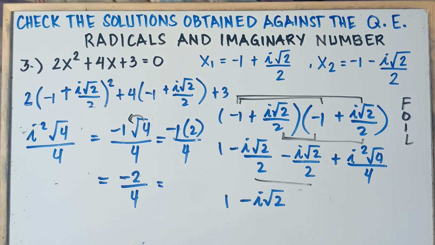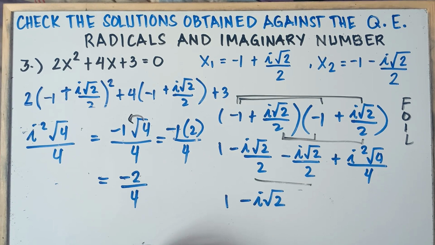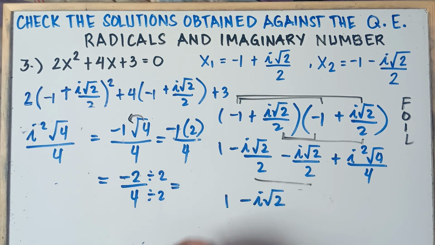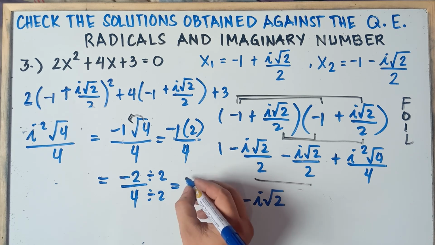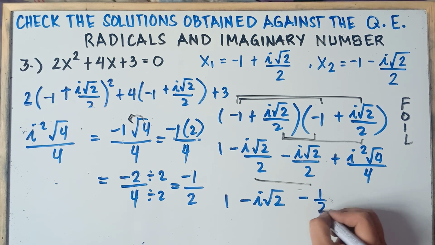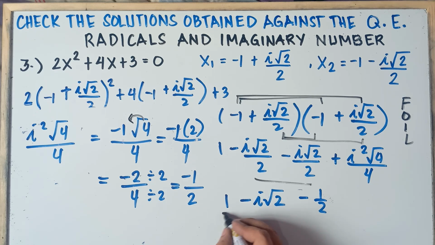Can we divide 2 by 4? Nope, we cannot divide. Next question, can we reduce? Yep, we can actually reduce, class. The GCF of 2 and 4, that's 2. Negative 2 divided by 2, that's negative 1. 4 divided by 2, that is 2. So, this will be negative 1/2.